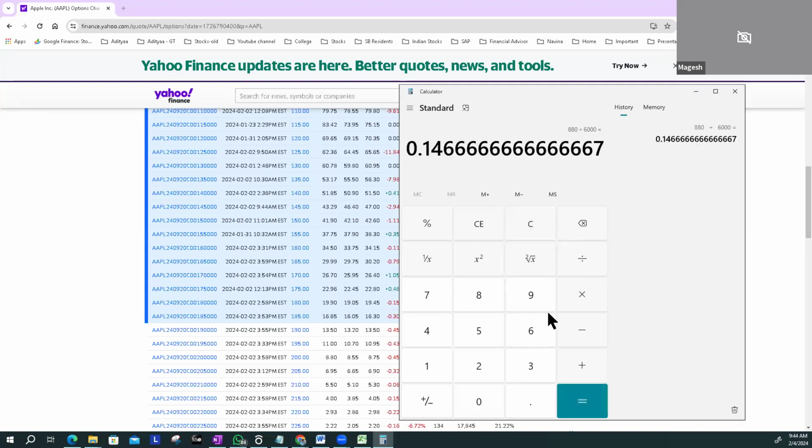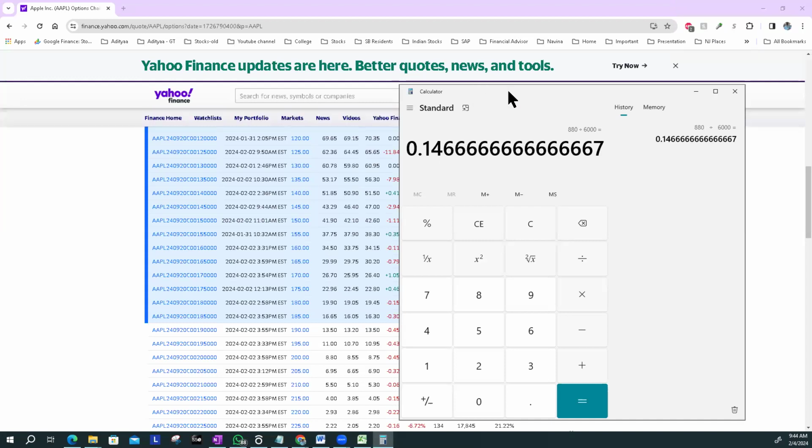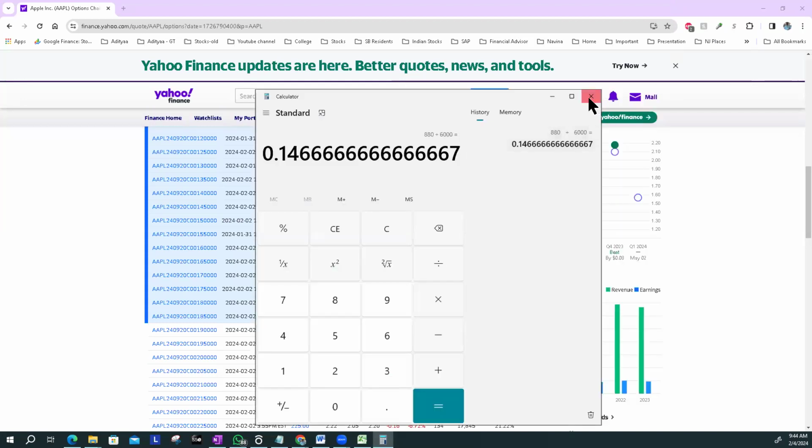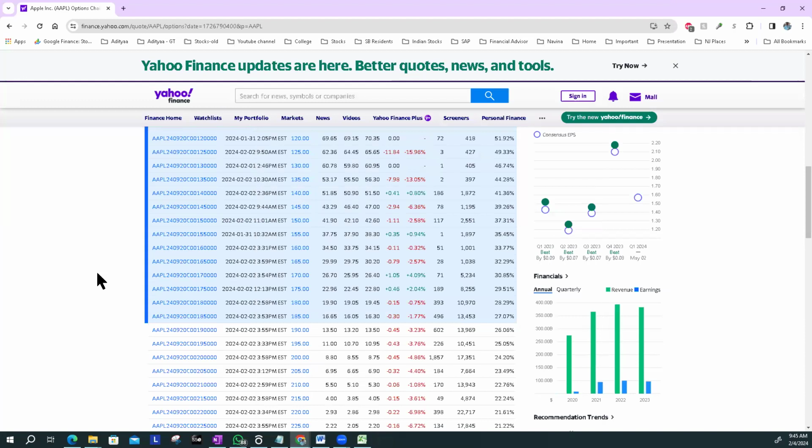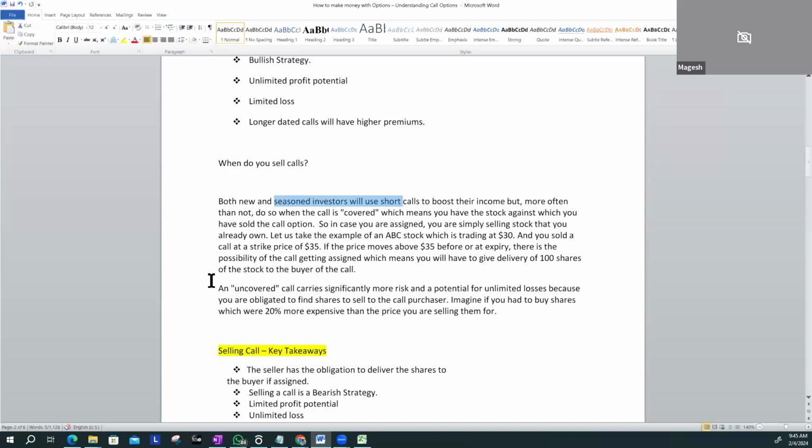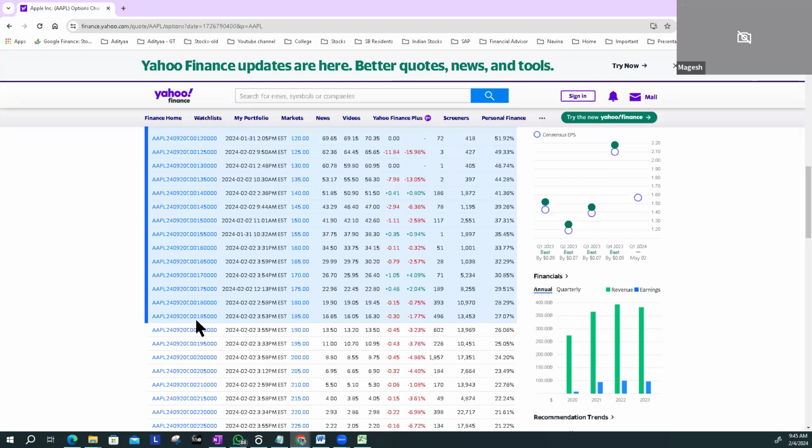So if it stays below 200, you are making 14.6%, which is for 8 months. So for a year, it will be around 20% returns, which is pretty good. You can play around with options, but you have to realize the risk also. If it doesn't go up, then you're good. If it goes to $230, then you have some risk in that trade.